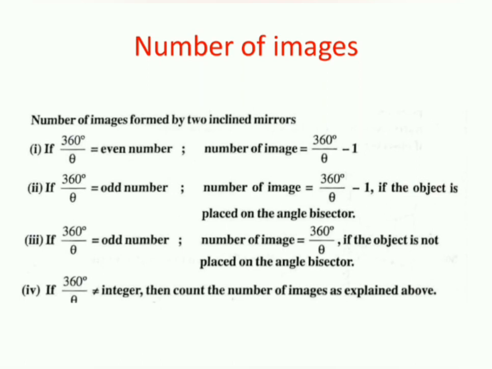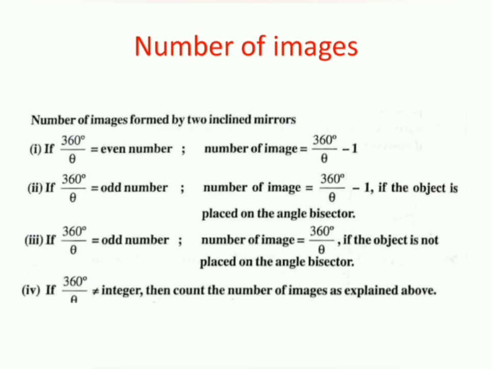If theta is the angle between the two mirrors, check whether it is even or odd. If it is an even number, the number of images is 360 by theta minus 1. If it is an odd number, now you have to check whether the object is on the angular bisector or not. If the object is on the angular bisector, the number of images will be 360 by theta minus 1. If it is not on the angular bisector, then it remains as 360 by theta.